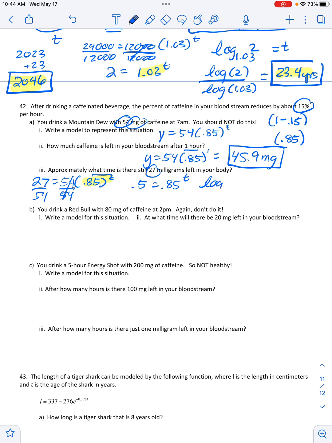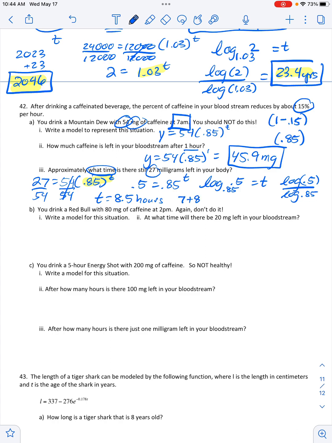Then I'm going to need to write that in log form where the base goes in the basement, power over here, and the other numbers there. So then I'll be doing log of 0.5 over log of the bottom number to find out what t is. And when I'm doing that, I'm finding out that t is 8.5 hours. But it says what time. So since I started at 7, I would take 7 plus 8.